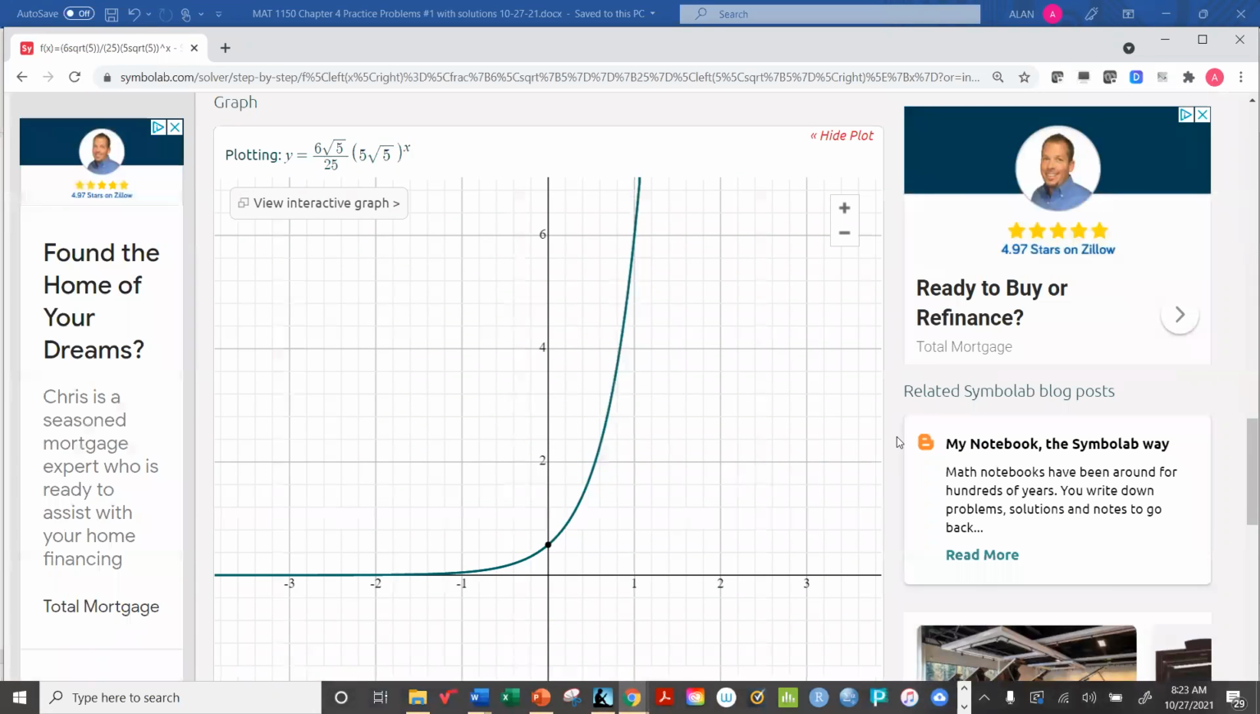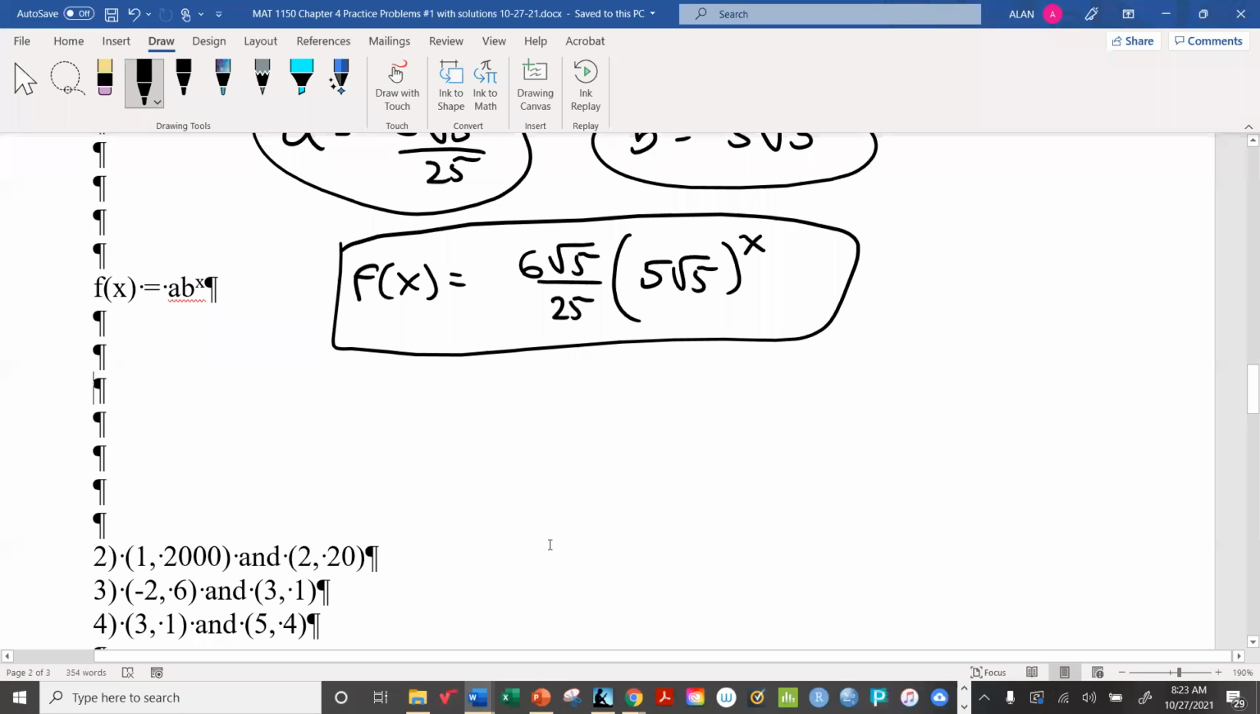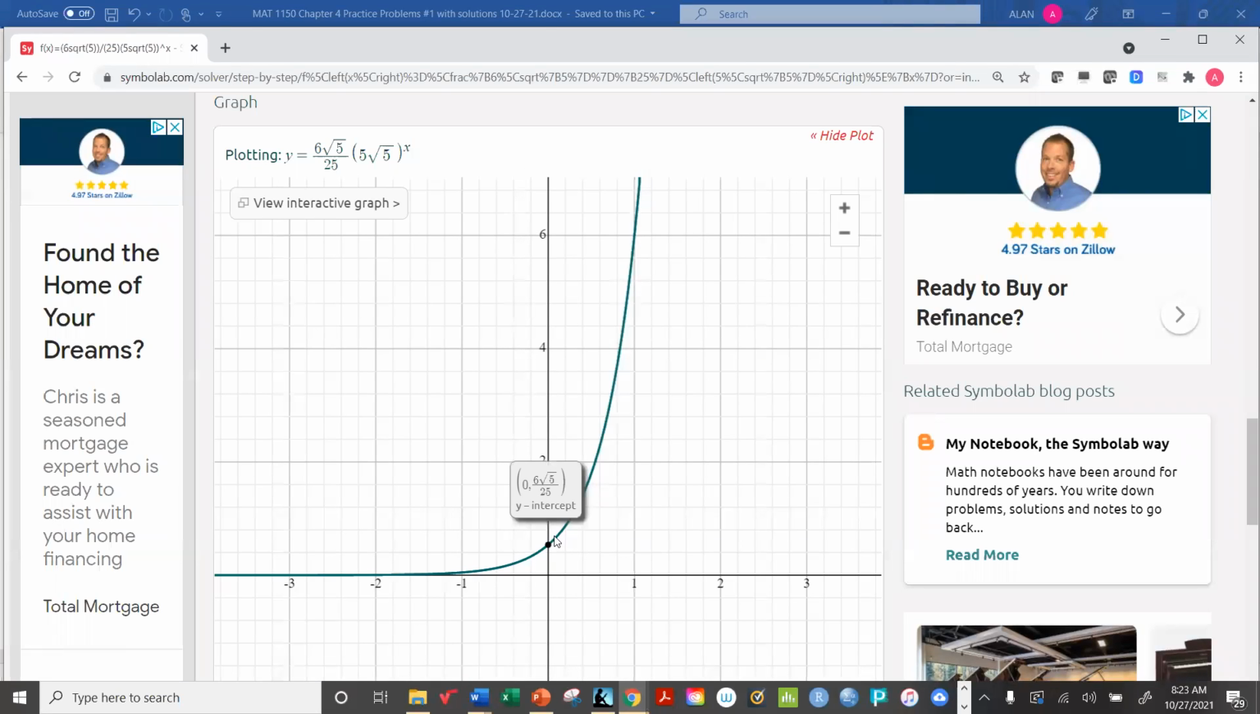Oh, well, it's actually a very nice looking graph, isn't it? Considering how ridiculous it looks, and there's our intercept. Remember, this a represents the value of the function when x equals 0. And that's exactly what we'd expect to see. And since a is positive, that means that we have this upward sloping exponential curve.